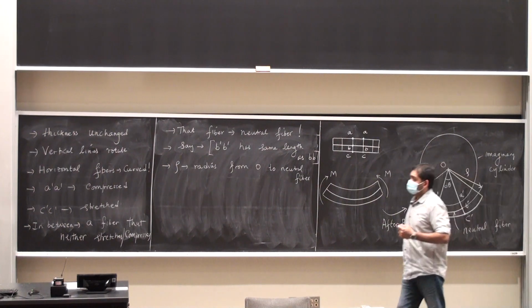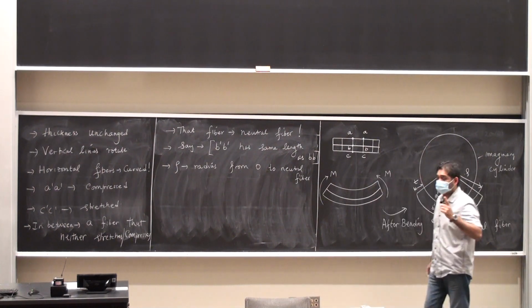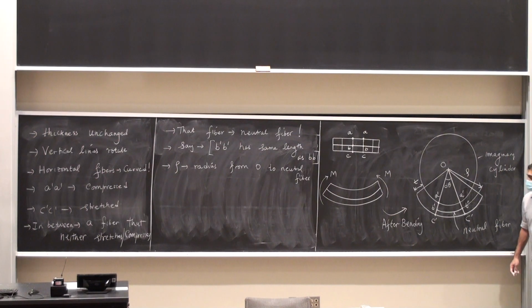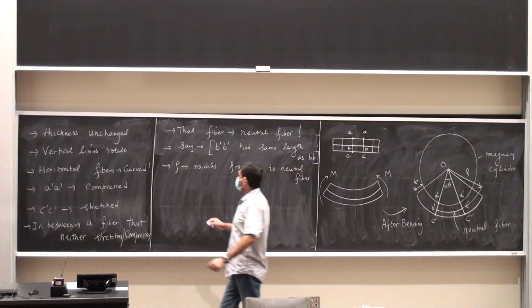Okay? Now, very important point. I'm going to say that the distance y, which is still the vertical distance, this is because the radius rho is very, very large. Okay, so rho is very large.